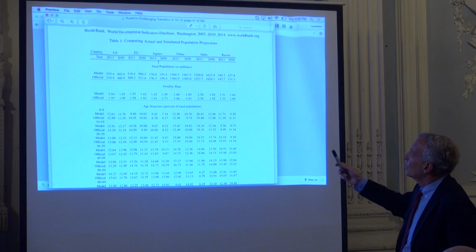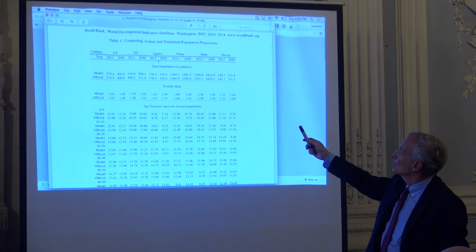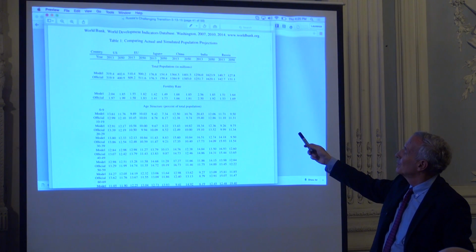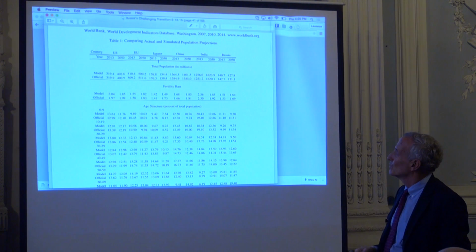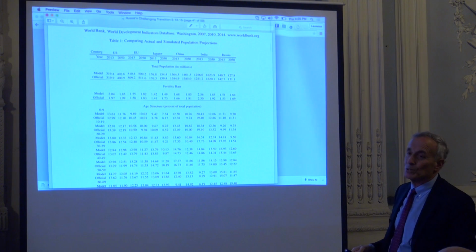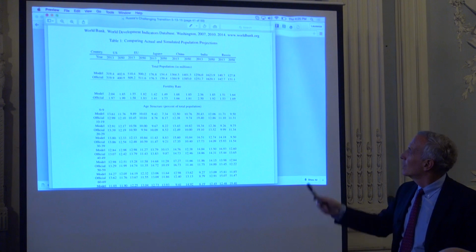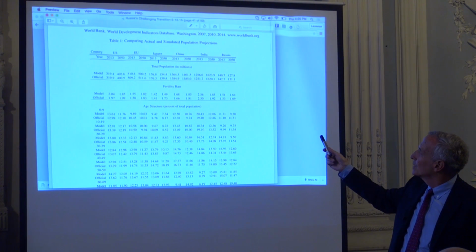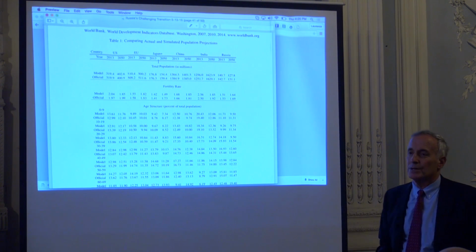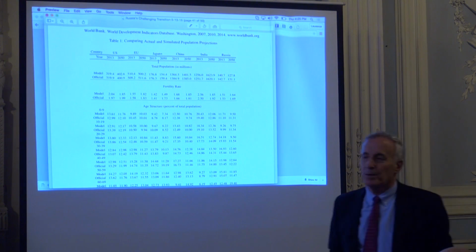In 2050, our model says there's going to be 403 million people. The official projection is 401 million people. So that's really close. Now, think about that. That's adding something like 80 million people. How many people does the Philippines have right now?